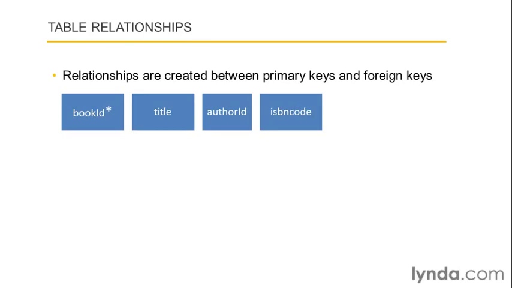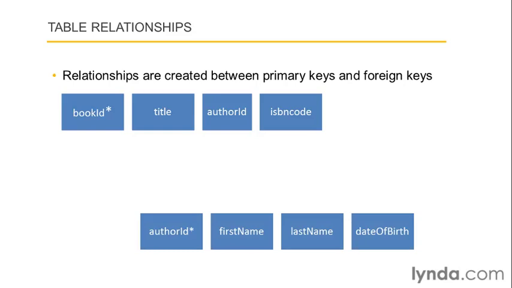In this table, there are 4 columns named Book ID, Title, Author ID, and ISBN code. The asterisk indicates that Book ID is the primary key for this table. Author ID is also a numeric value, but it's not unique in this table. Instead, it's designed to join this table to another table. This table would be the authors table. It would also have 4 columns, perhaps, with column names of author ID, first name, last name, and date of birth. This table's primary key is author ID, indicated by the asterisk.